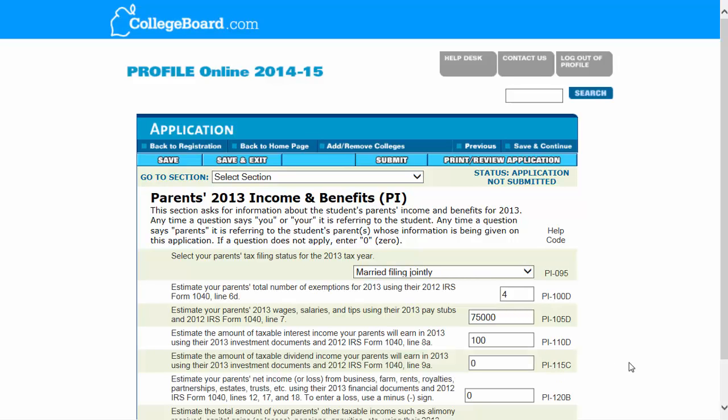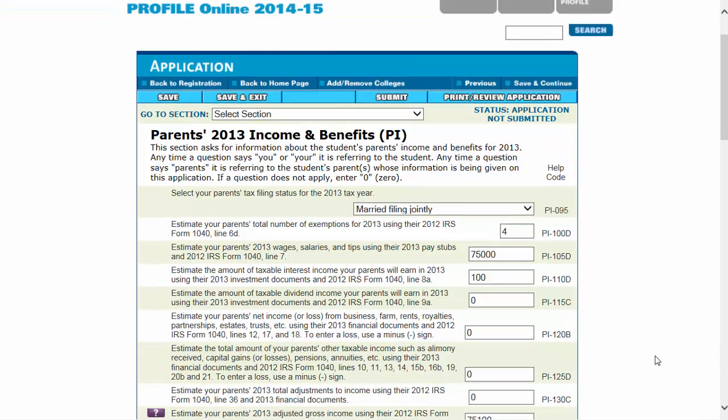This is the section about parents' income and benefits. This is probably the one that takes the longest time to complete. It is easiest to do if you have a copy of your federal income tax return.